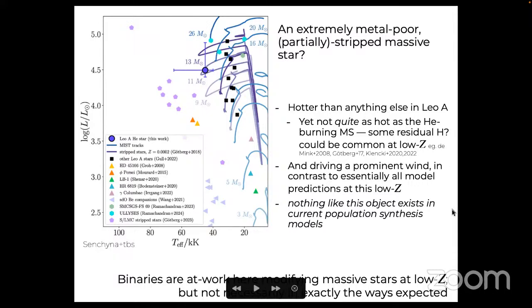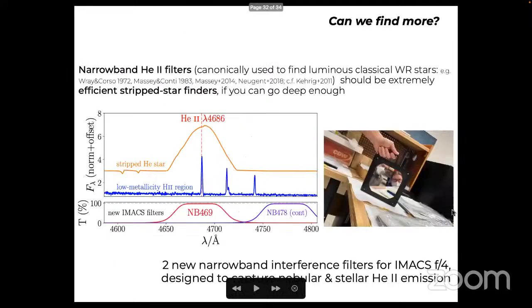And basically, the takeaway is that there's nothing like this in any of these pop synth models. And it confirms that binary interaction is probably playing an important role here, but maybe not in exactly the nice, clean ways that we expected.